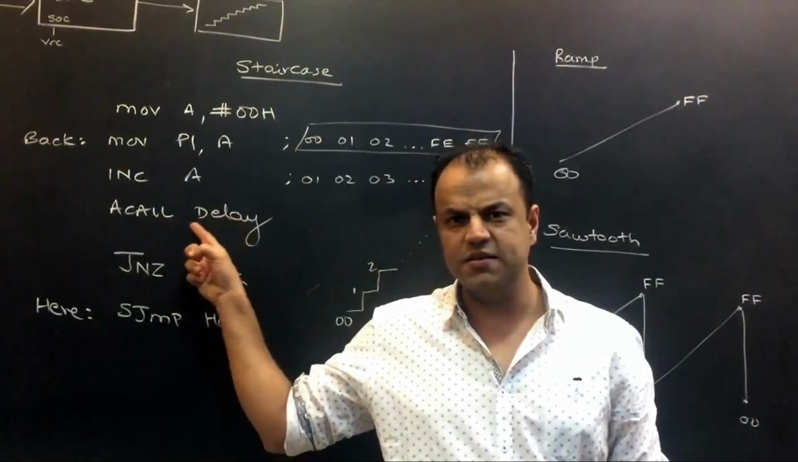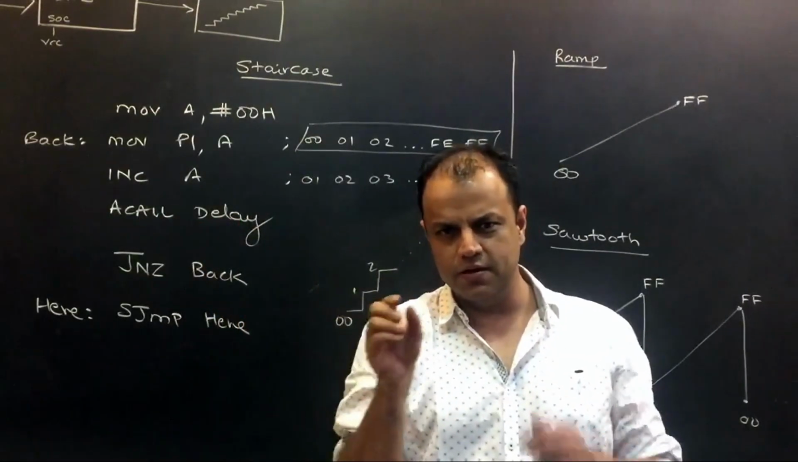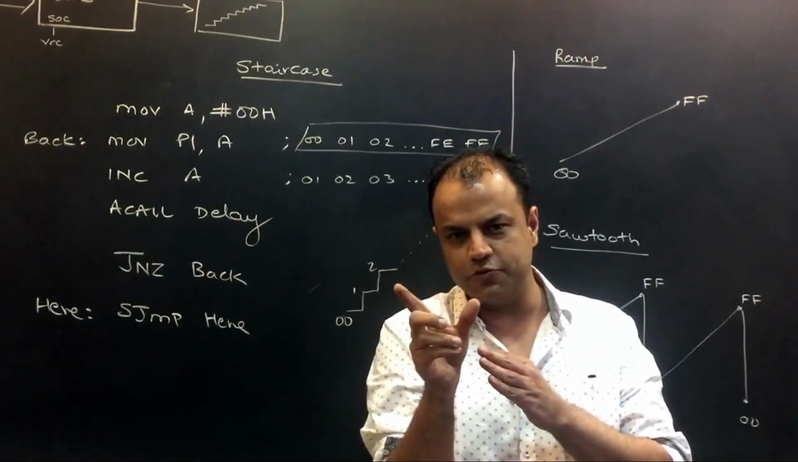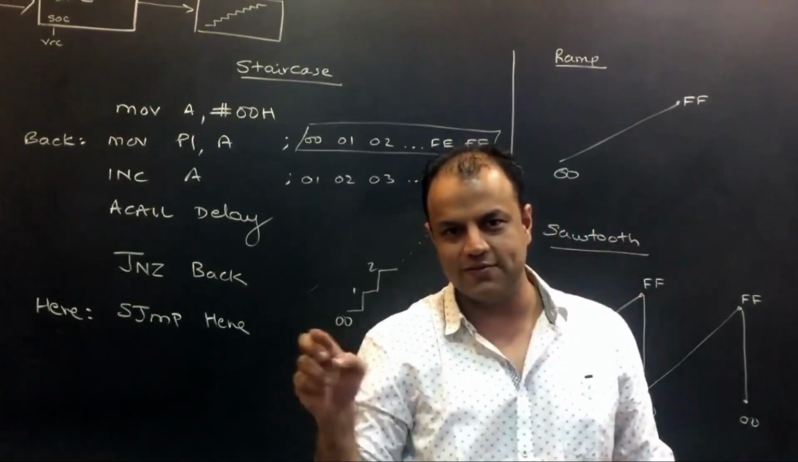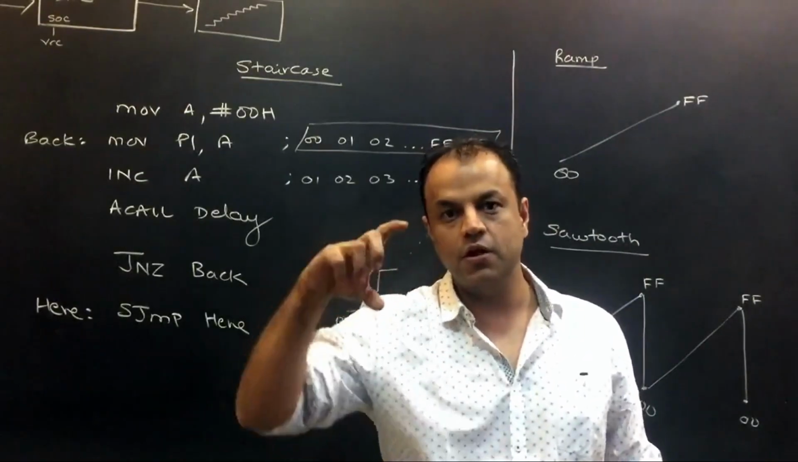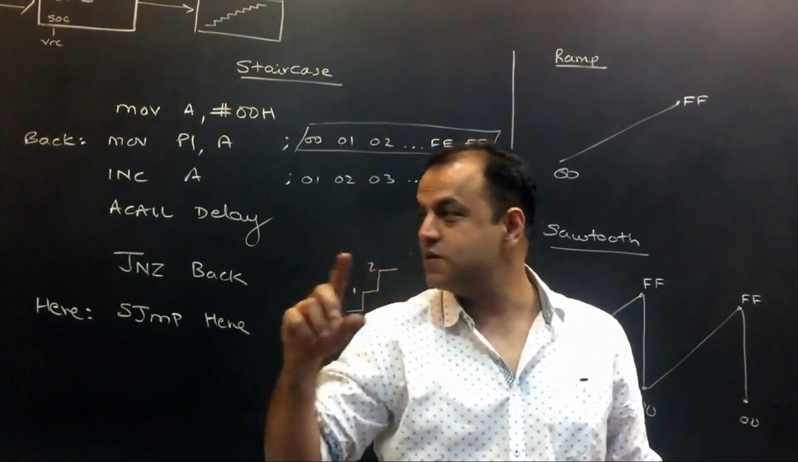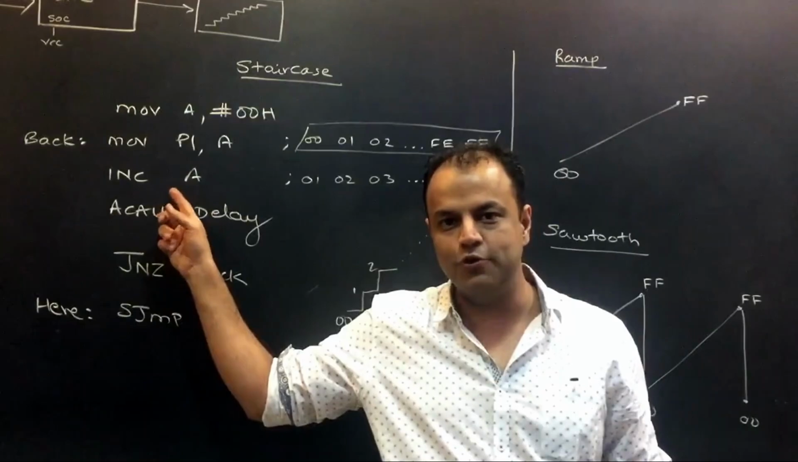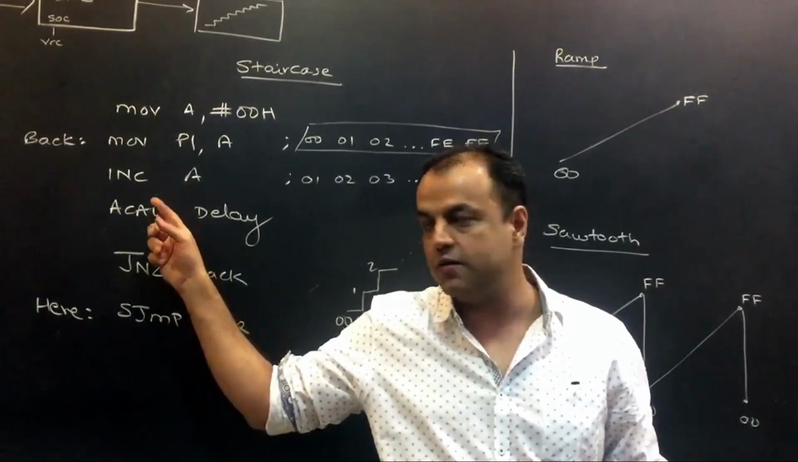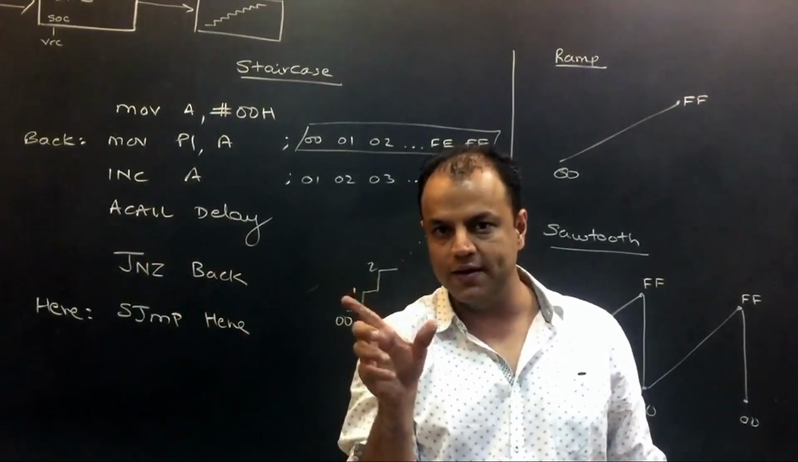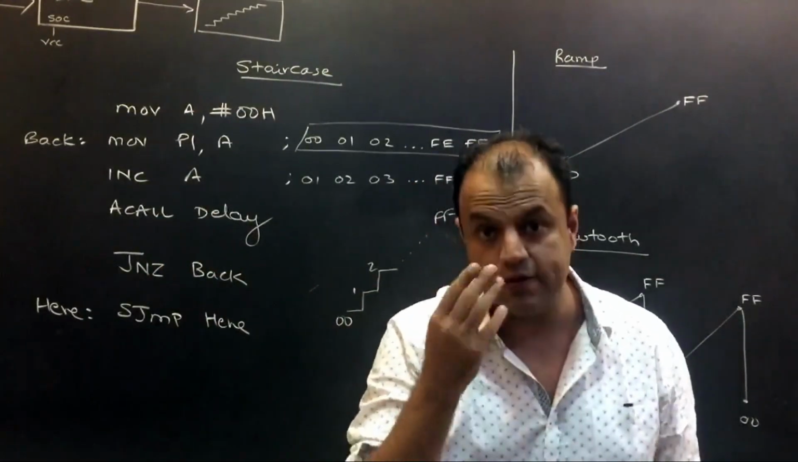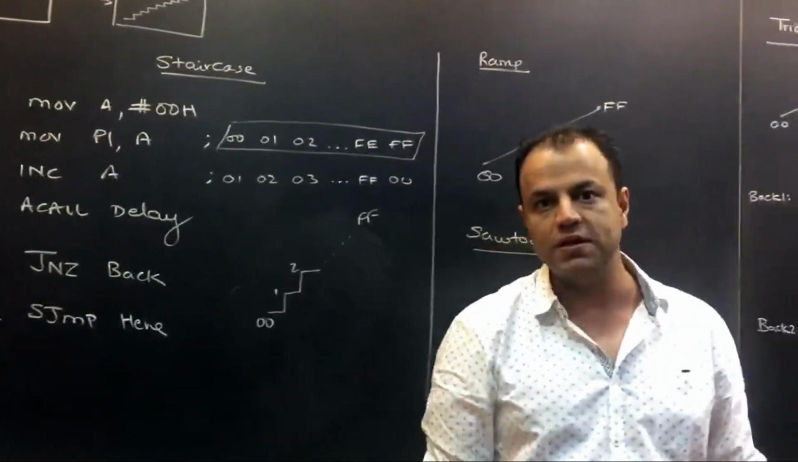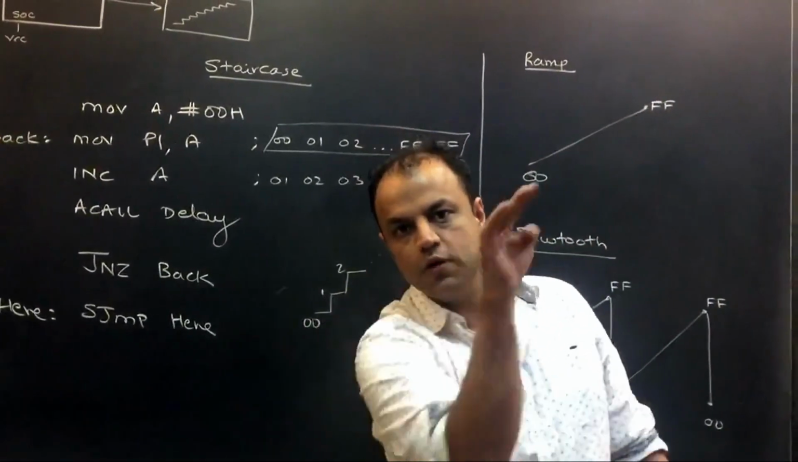Again, you can change the duration of the delay. The bigger the delay, the wider are your steps. Smaller the delay, the narrower are the steps. So you understand you can make your staircase very slanted or very vertical. Taller or shorter steps depends upon how many values you are incrementing A with, the incrementing factor. And the width, the wider and narrower steps depend upon how big a delay you are calling. But still, call a delay that is visible. Don't call a delay of 1 or 2 milliseconds. That will be too small, it will look like a ramp.